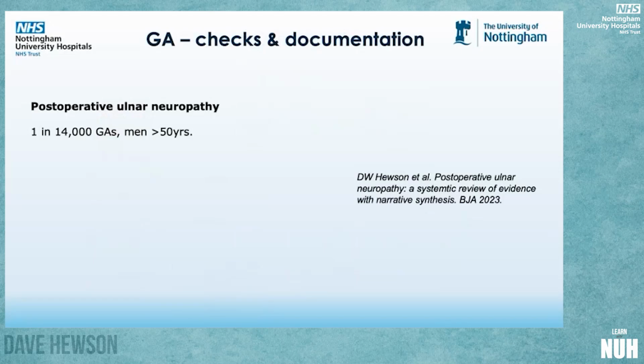Post-operative ulnar neuropathy is actually very rare when it's reported to us. So probably only 1 in 10 or 15,000 GAs will be associated with it. And it tends to be men beyond the 6th decade of life, and about 85% of them actually have an underlying neuropathy on the contralateral side.